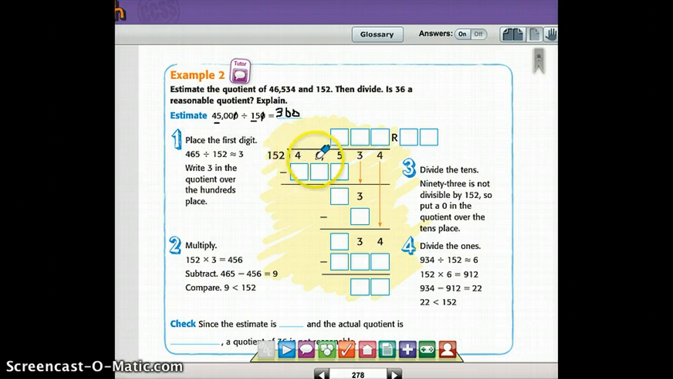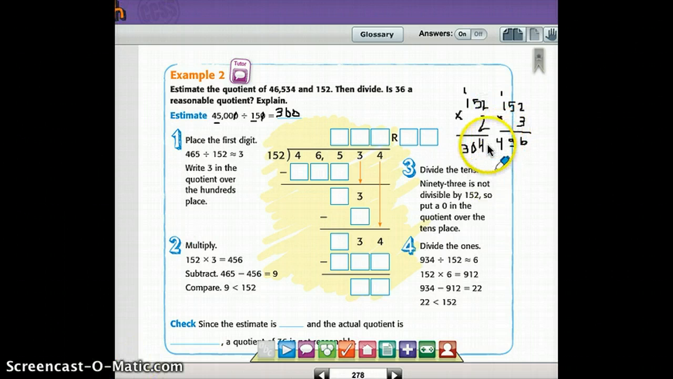So 46,534 divided by 152. So we know, well, 152 can't go into 4, so now let's look at 46. 152 can't go into 46. So now we'll look at, can 152 go into 465? Well, yes, it can because we know 465 is more than 152. So now we have to figure out how many times. So we can try 152 multiplied by 2.